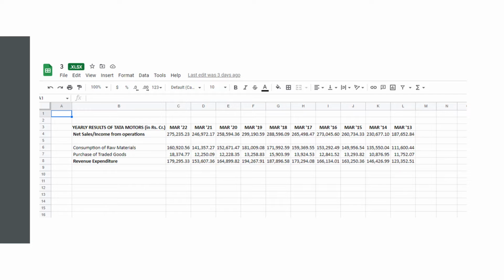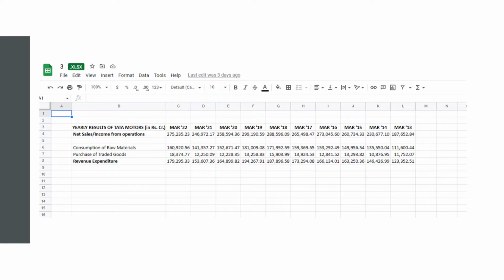You can see the cash flow estimations are done for the revenue expenditure. In the previous case, we discussed the capital expenditure. Here we are going to discuss the revenue expenditure. So how to estimate the revenue expenditure?